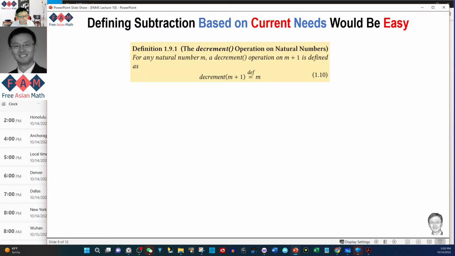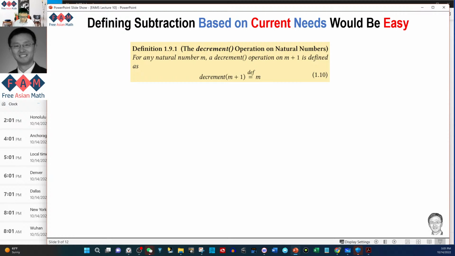Could be 0, could be 2, could be 100, could be 1 million. A decrement operation, look very carefully. The definition is not on m, but on m plus 1, which, as we know now, is just the next natural number in counting to m. Just m's next number. It's just m plus 1. That's from the counting perspective. But once we have defined addition through counting, we know it's the same thing as m plus 1.